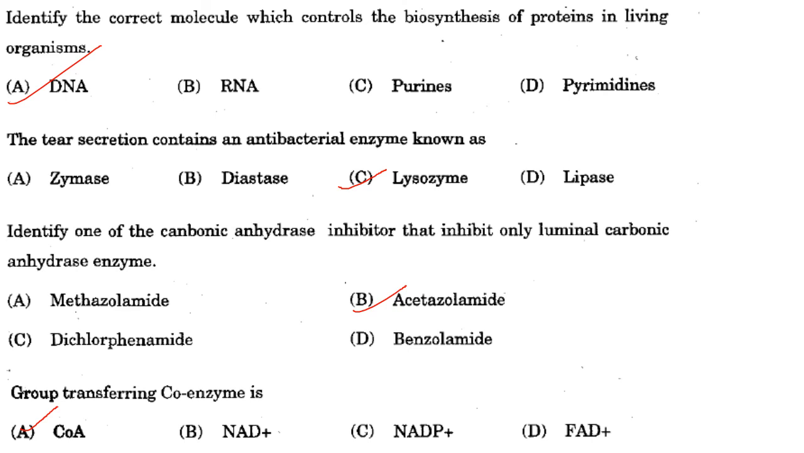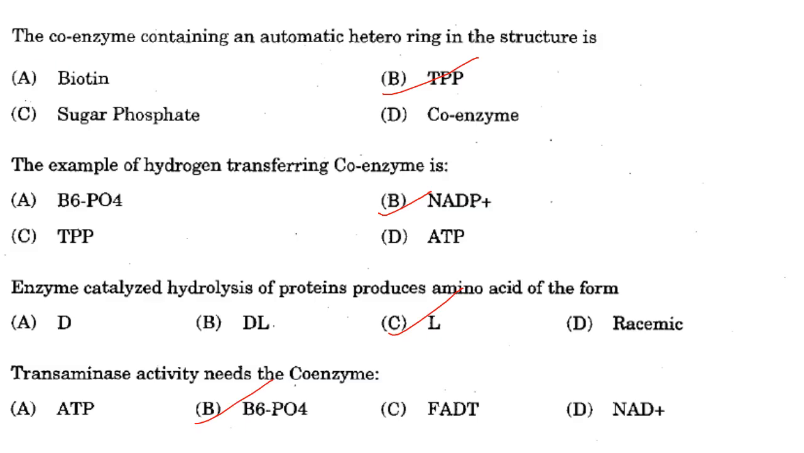Group transferring coenzyme is CoA. Answer is option A. The coenzyme containing an aromatic hetero ring in the structure is... It is a printing mistake. It is not automatic, it is aromatic. Answer is option B, TPP. Sorry. Next one. The example of hydrogen transferring coenzyme is NADP+. Answer is option B.